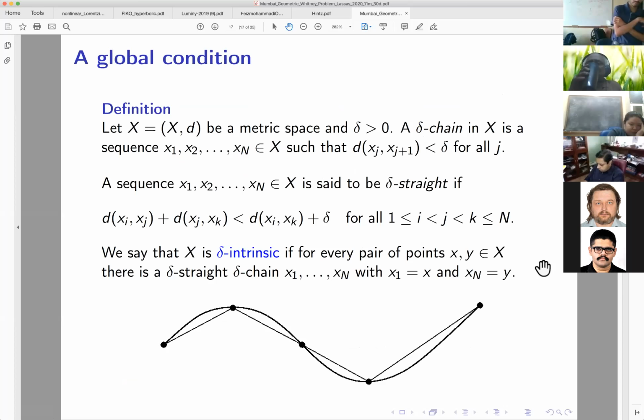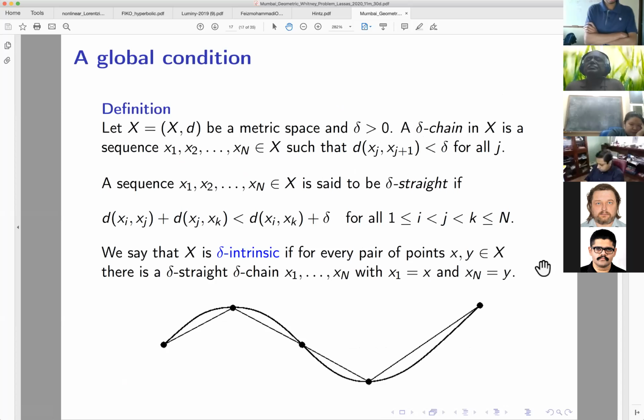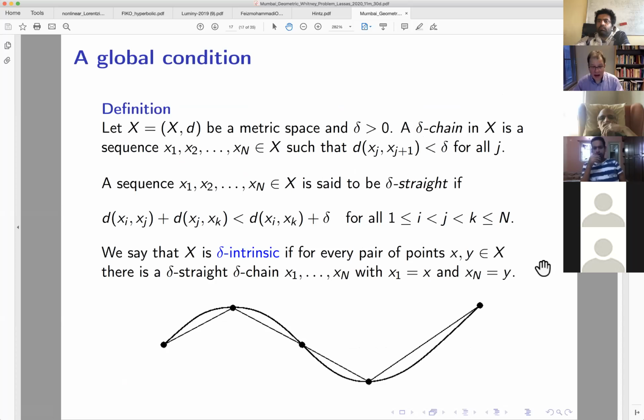Then we say that the discrete metric space X is delta intrinsic if any two points on it can be connected with a delta straight delta chain that starts from point x and ends at point y. So this is the analog of the Hopf-Rinow theorem. The Hopf-Rinow theorem says that any two points on a complete Riemannian manifold can be connected with a geodesic, that is, the shortest path between these two points. And so this says that there is a discrete set of points that imitates a straight line between these two points.